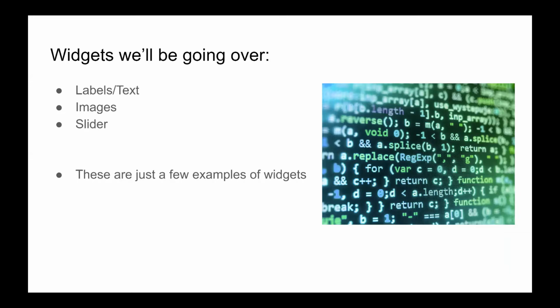So finally, I'm going to talk about the widgets we'll be going over. We'll only be going over 3 widgets for this video. The first one is text, next is images, and then finally sliders. Also, we're only going to be going over the basics of these widgets, like how you add them and how you can connect them to different event listeners to make simple apps. All of these widgets are very complex classes in their own right.